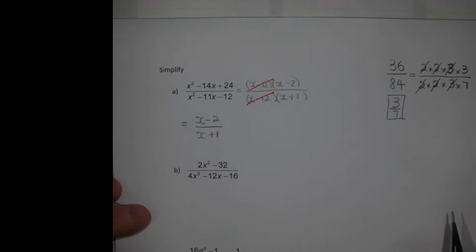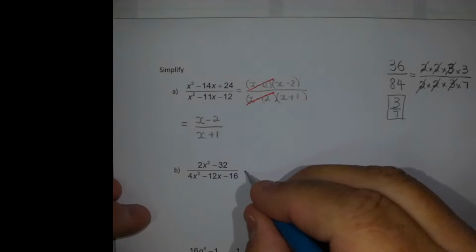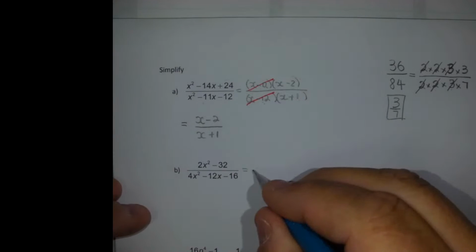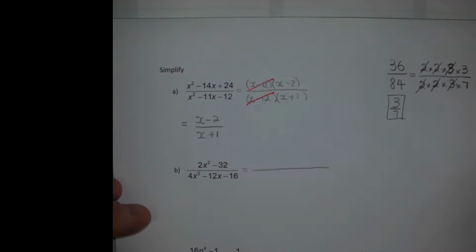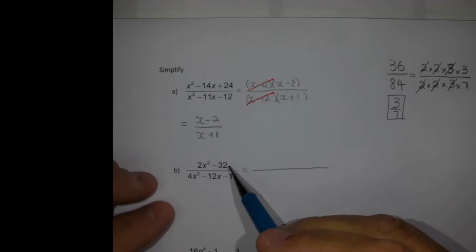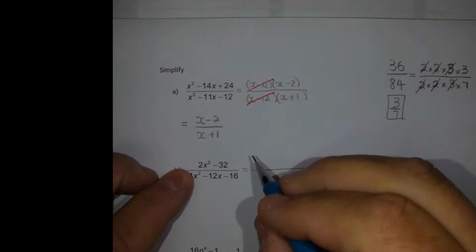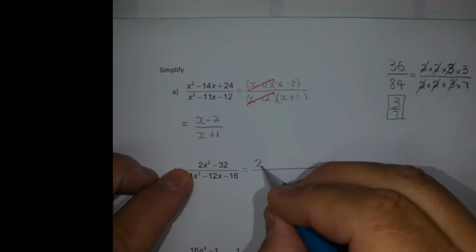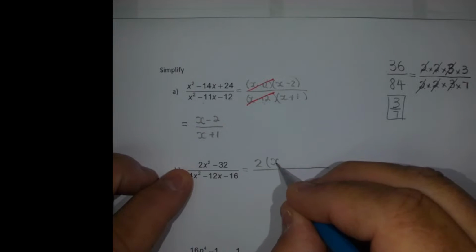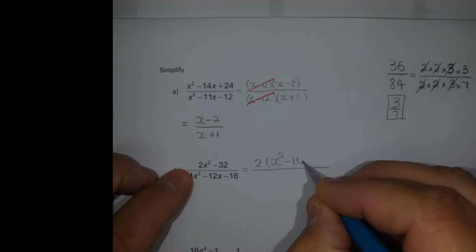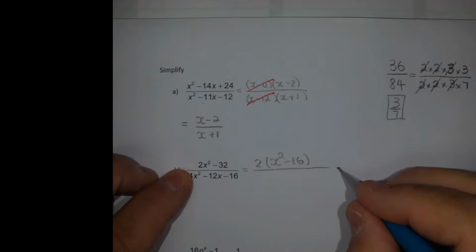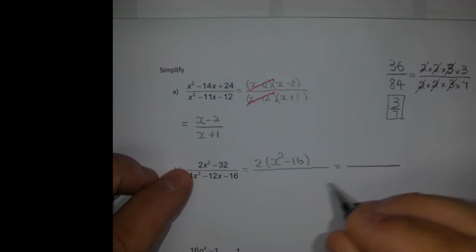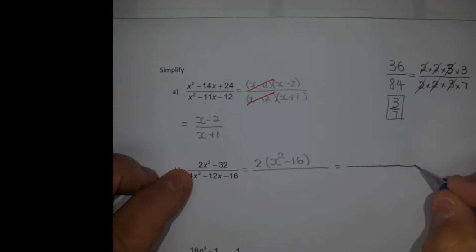Okay, so let's have a look at the next one. In the next one, again, the same idea. I need to factorize before I can try and simplify it. So the first thing that I'm going to do here is look for a common factor, because I think I do have a common factor in the numerator, and indeed I do. So that would be 2 times x squared minus 16. And I realize immediately that that can be simplified further. Remember, I haven't forgotten about the denominator, I'm just working on the numerator alone.